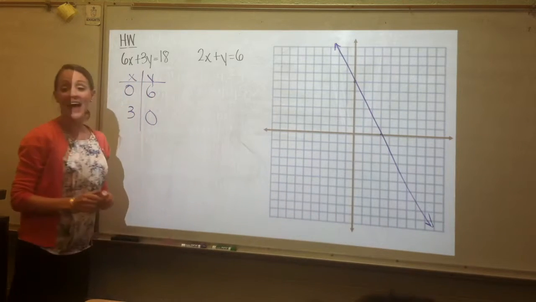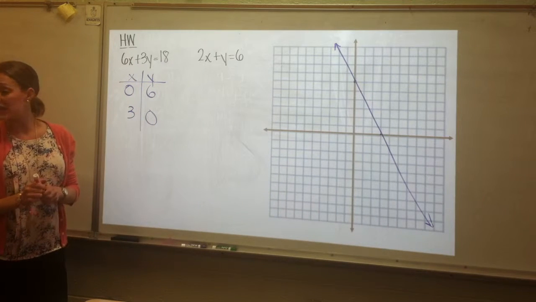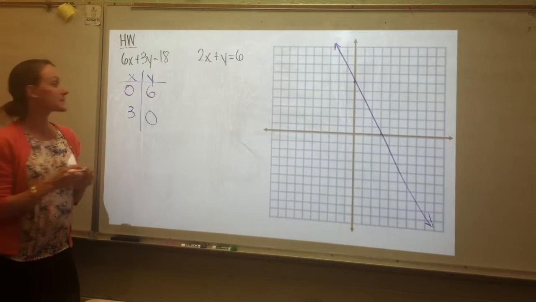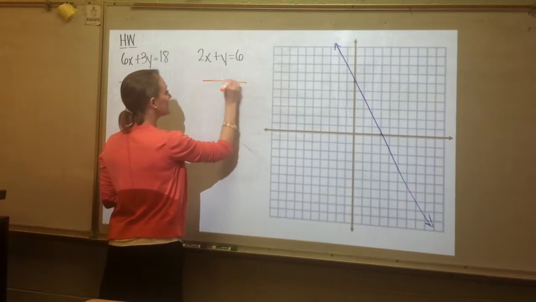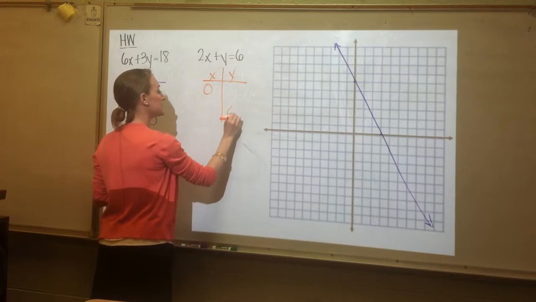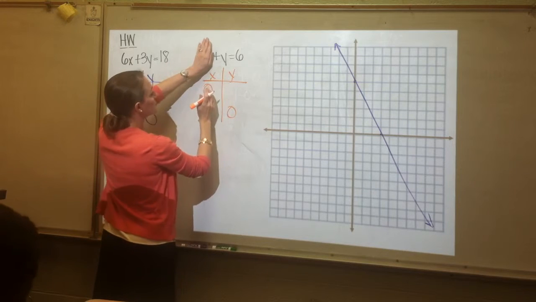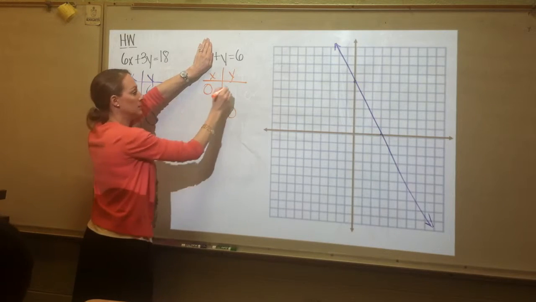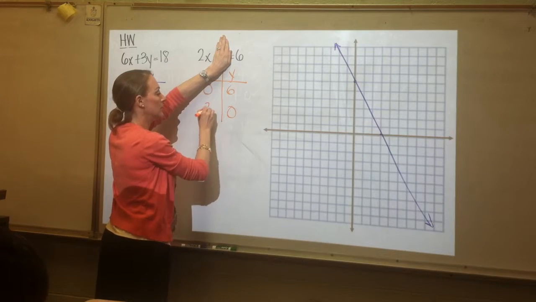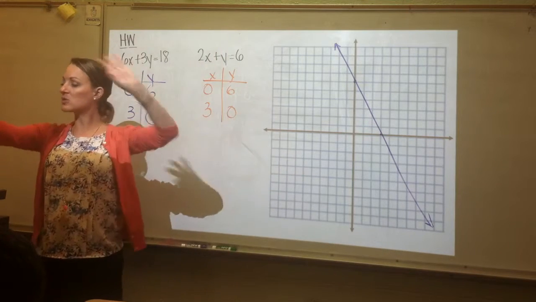Okay, so we've got that. Did you get that on your homework last night? Yes. If you didn't, you're doing it right now. Stop doodling in your notebooks. All right. Second one. When x equals 0, what does y equal? 6. When y equals 0, what does x equal? 3. Okay, stop. Don't talk.